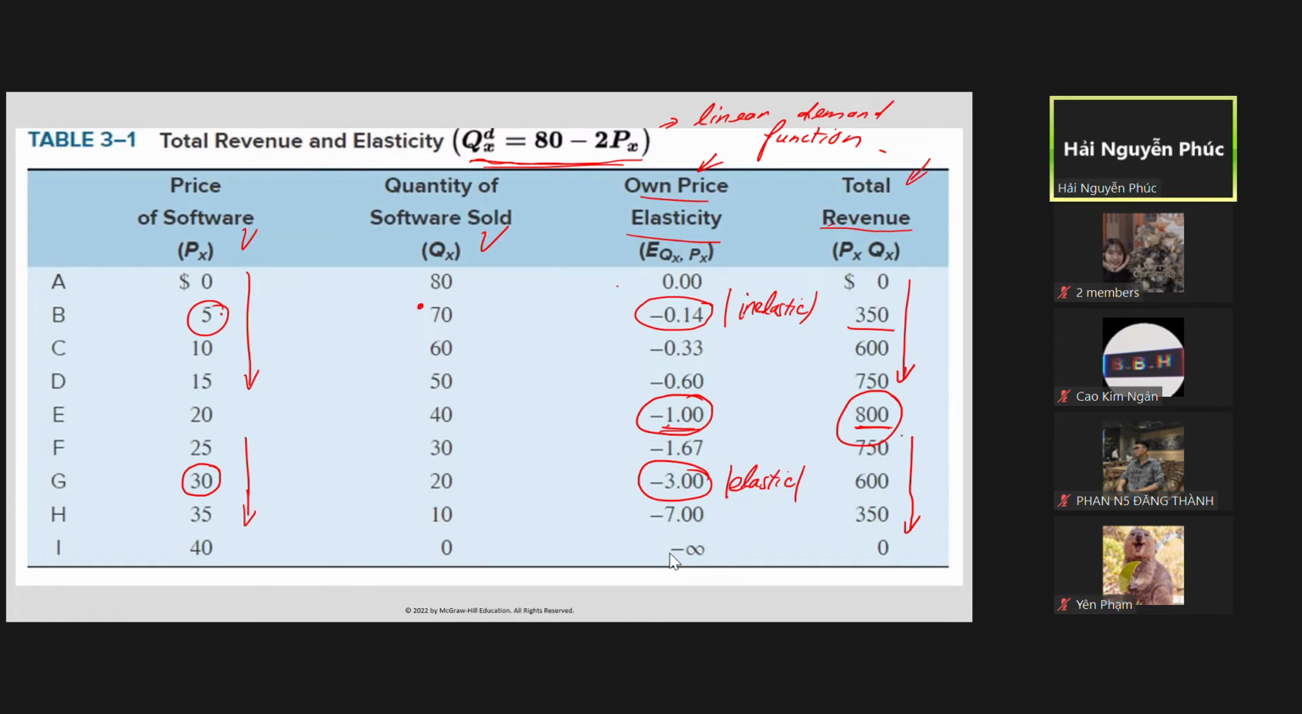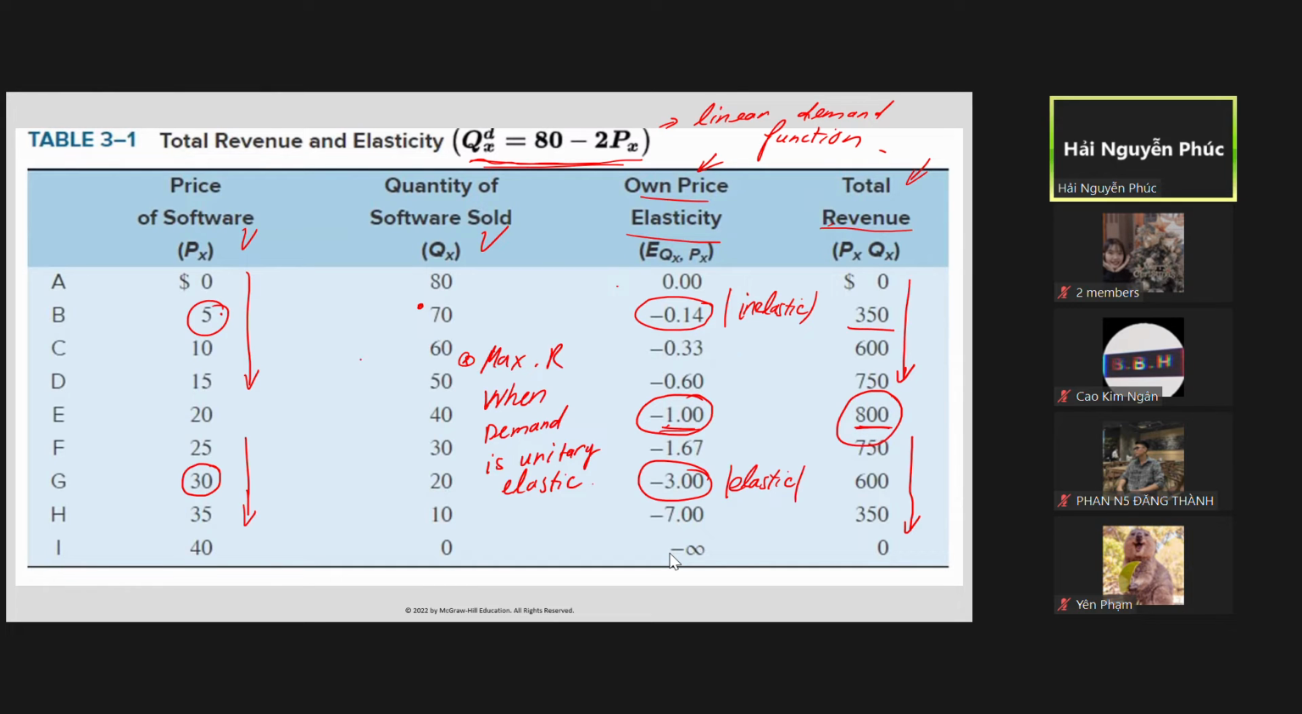So the rule is very simple. We maximize the revenue when demand is unitary elastic. It is the first point I want you to see in this table.